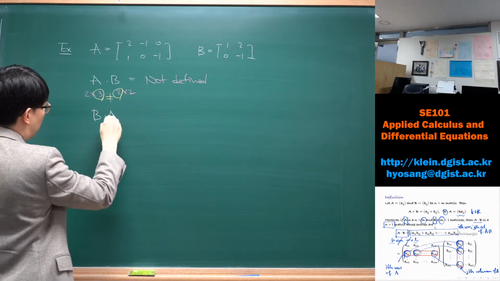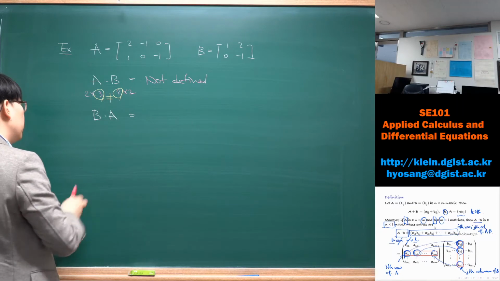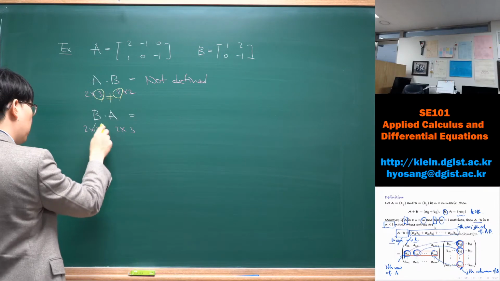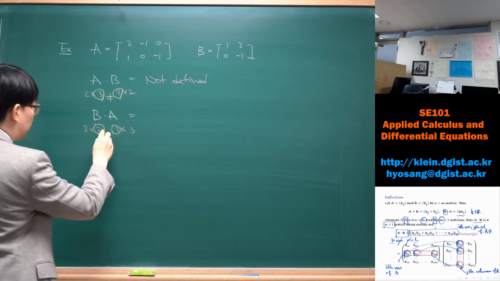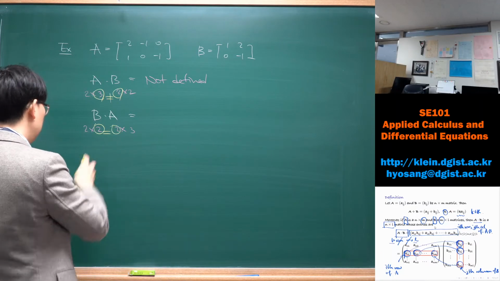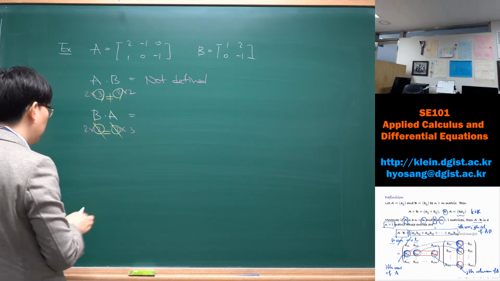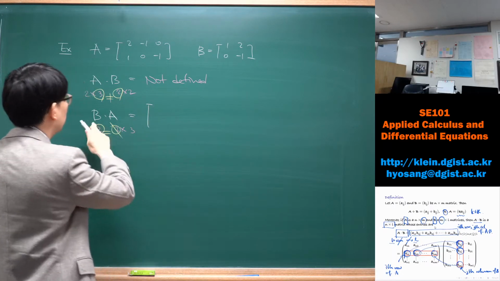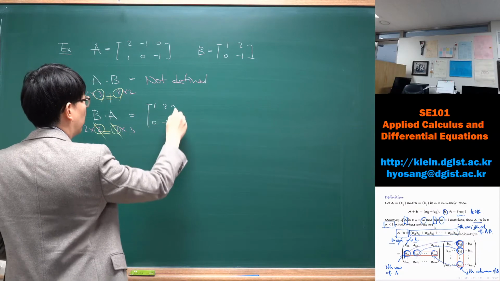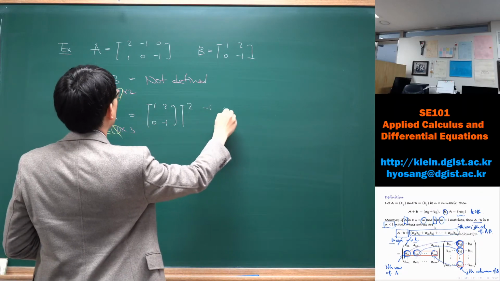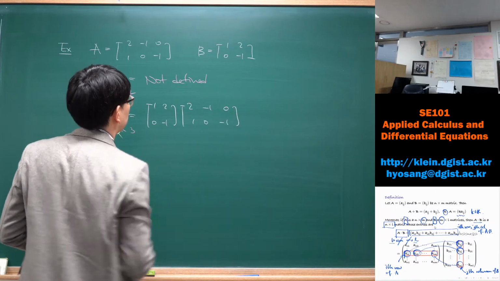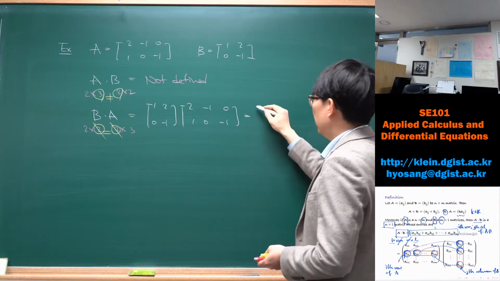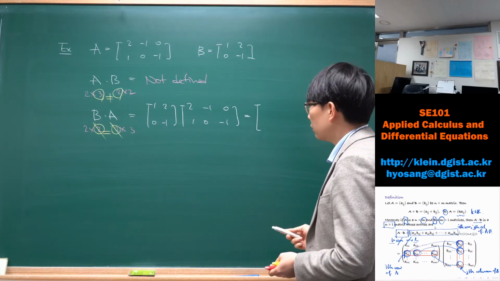However, you can define B times A because B is 2 by 2 and A is 2 by 3. So you have the same number of columns and rows. So these are equal, and when you cancel out these two, you will get a 2 by 3 matrix. Okay, so let's compute this. So B is 1, 2, 0, minus 1, and A is 2, minus 1, 0, 1, minus 1. So before I do the computation, I already know that this will be a 2 by 3 matrix.